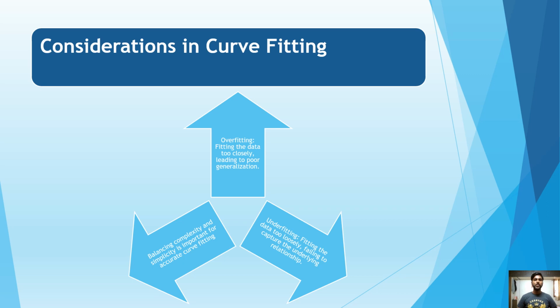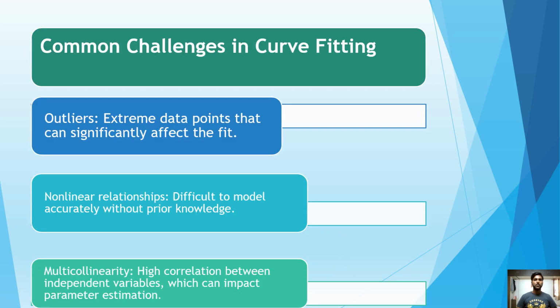We'll see considerations in curve fitting. The first one is overfitting. Fitting the data too closely leads to poor generalization. The second one is underfitting. Fitting the data too loosely, failing to capture the underlying relationship. Balancing complexity and simplicity is important for accurate curve fitting.